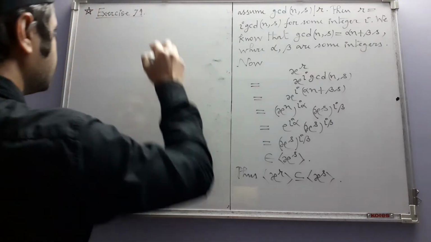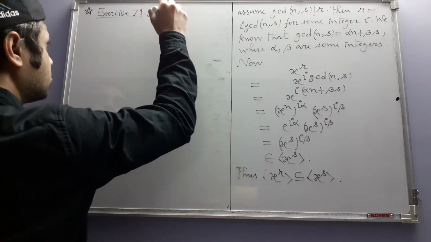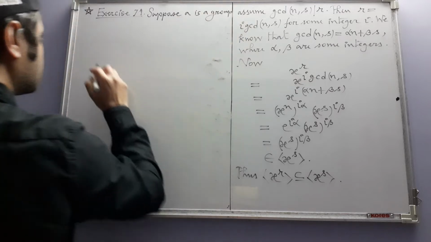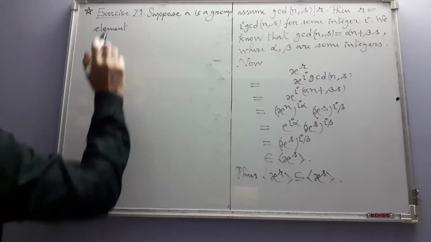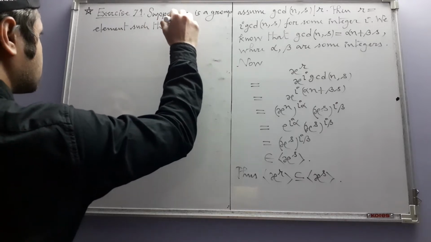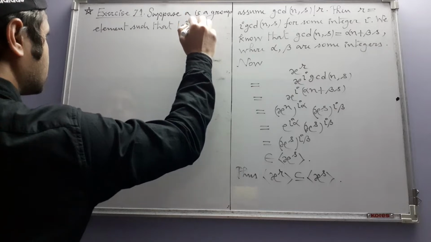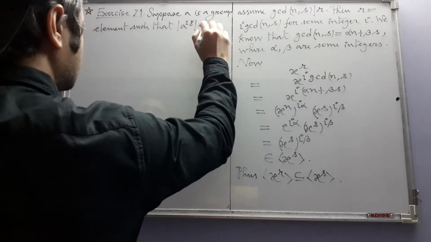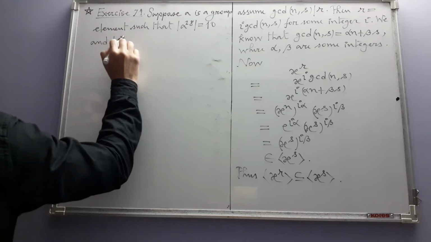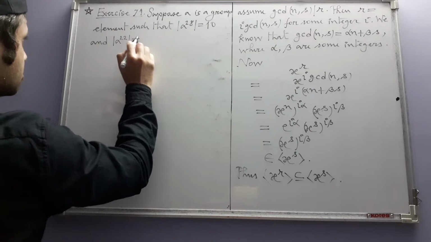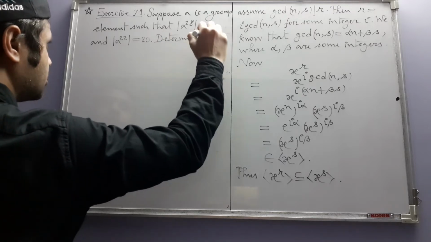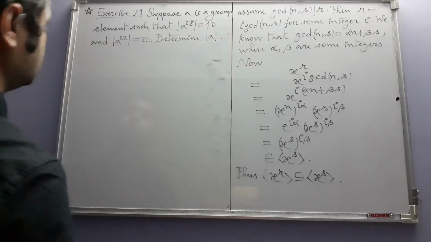Suppose a is a group element such that the order of a to the power 28 is 10 and the order of a to the power 22 is 20. Determine the order of a. Okay.